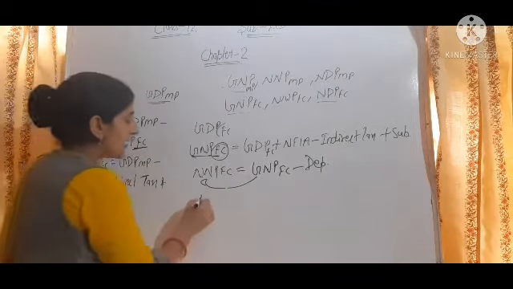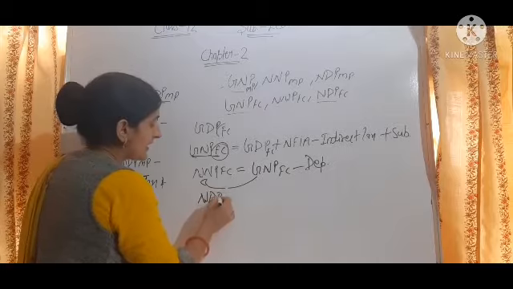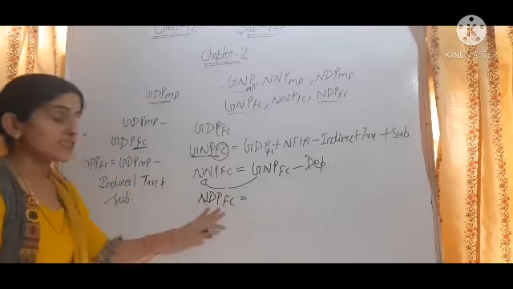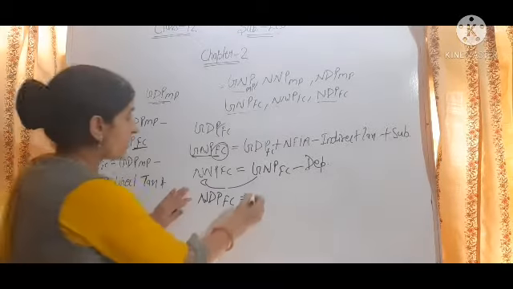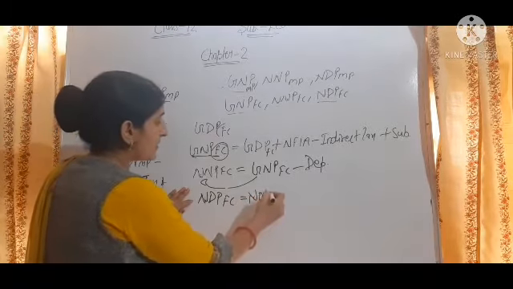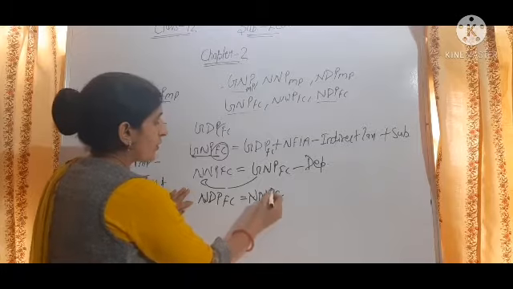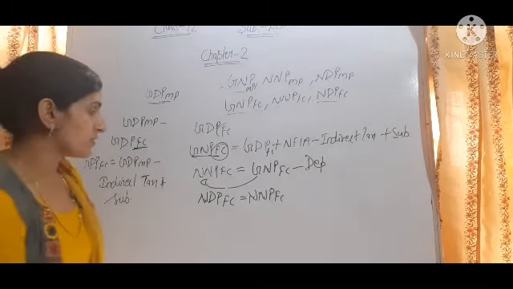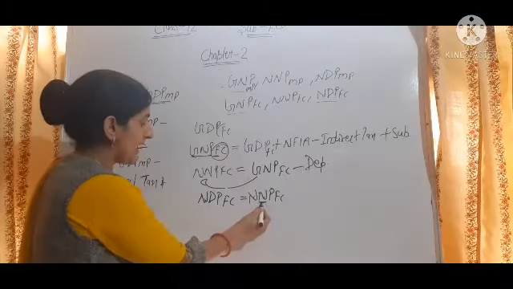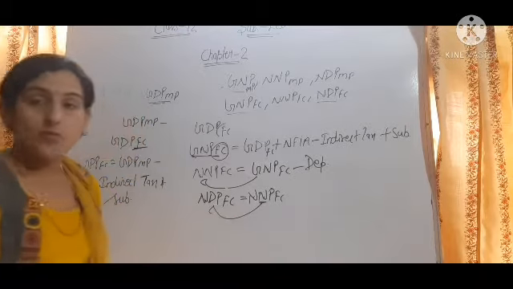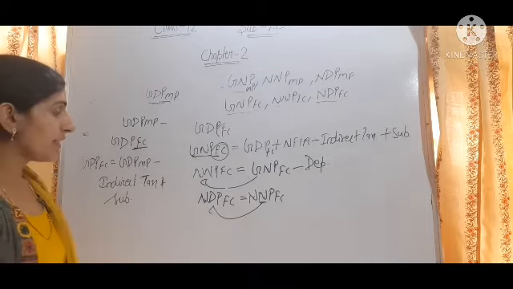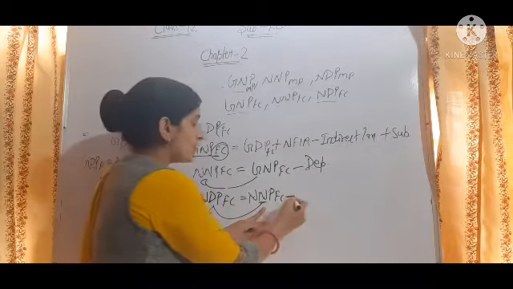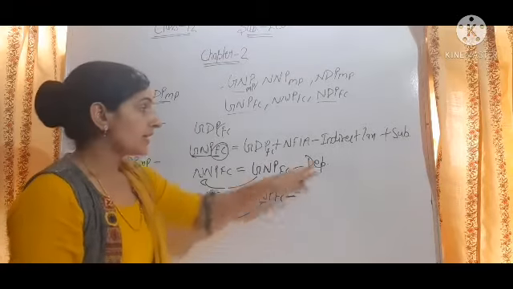Then we have been given NDP at factor cost, net domestic product. So can you make NNP from NDP at factor cost? Yes, why not? We can. This N will be D. So what will be excluded or included? What we will do? We will exclude, not include.